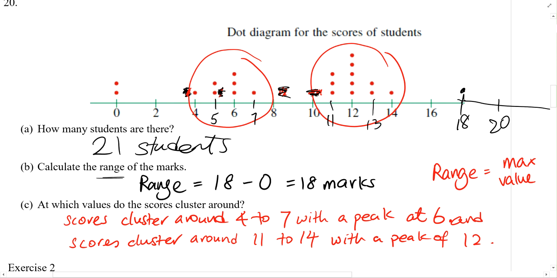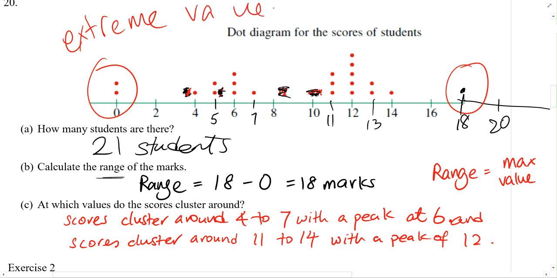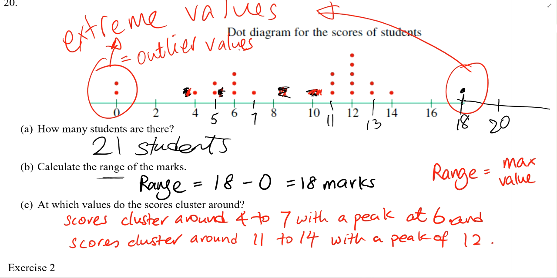There is another term for these scores at the sides, at the extreme values. These are known as extreme values. Because they are not like anything else. They are not around the center. They are just by themselves, lonely at the extreme ends. Another word for this is called outlier values. They lie outside everything else. Okay, extreme values are also known as outlier values. We will see these terms again.